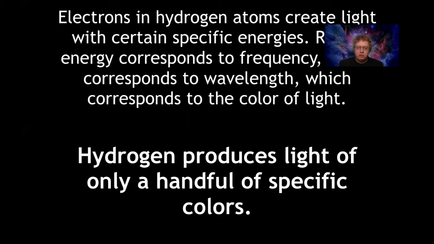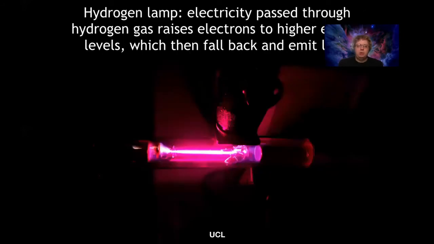So what does this mean in practice? What I want to do now is show you an image of hydrogen gas inside of a light bulb, essentially. We're passing electricity through hydrogen gas, and that raises the electrons up to higher energies. The electricity brings energy to those electrons and brings the hydrogen up to a higher energy level. Once it does that, those electrons then fall back down to lower energy levels and release that energy as light.